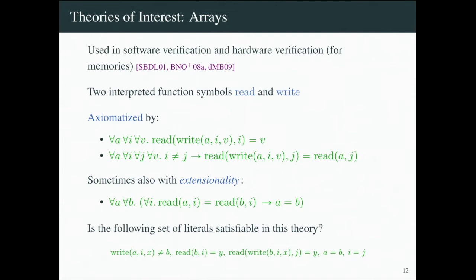All you need to know about arrays is that if you read from an address that was written, you get back the thing that was written. And if you read from a different address, you just get back whatever was there before the write. It turns out that this is sufficient. Sometimes we also need an extensionality axiom that says basically 2 arrays are equal if each of their entries are equal. And there are several nice algorithms for deciding this theory. You can try to figure out whether this is satisfiable, but I think I'll skip that for now.